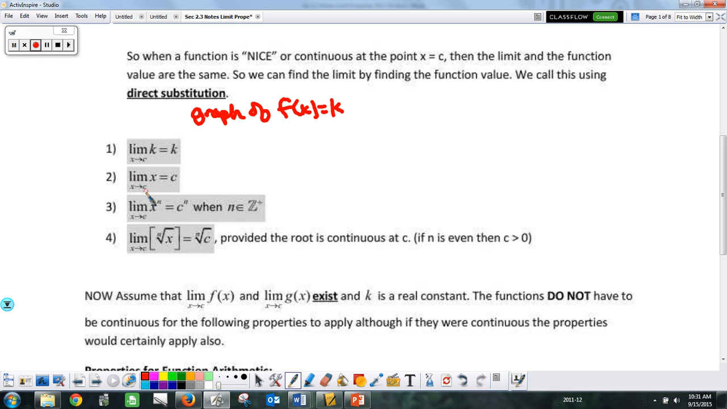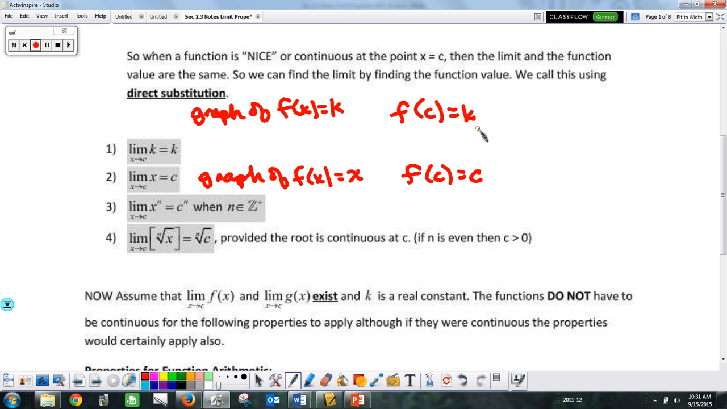The limit as x approaches c of a line, y equals x. So here I'm looking at the graph of f of x equal to x. Continuous, no problem. Just plug in your function value and get what your function value is. f of c would equal c. Here, f of c would equal k. All we're doing is direct substitution.